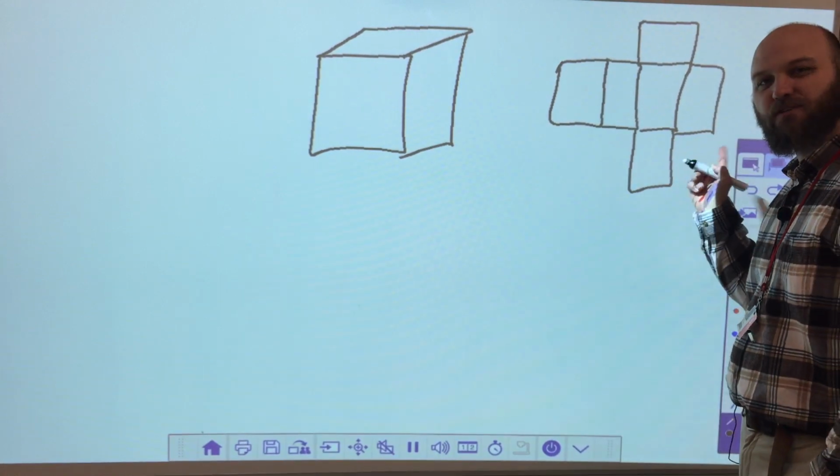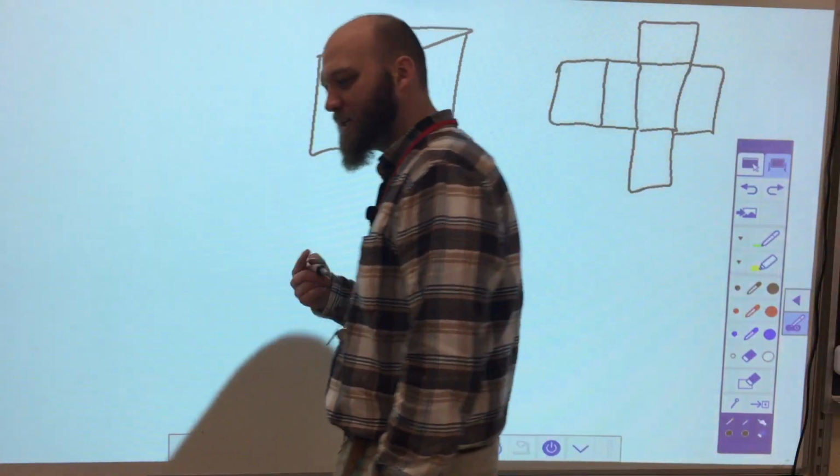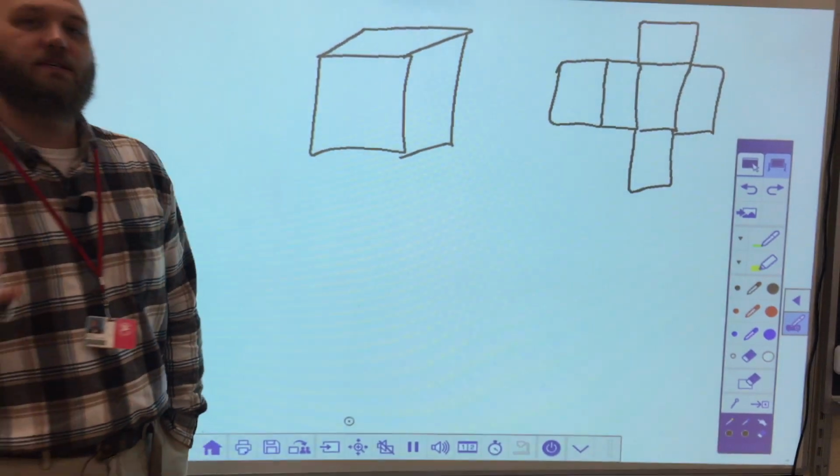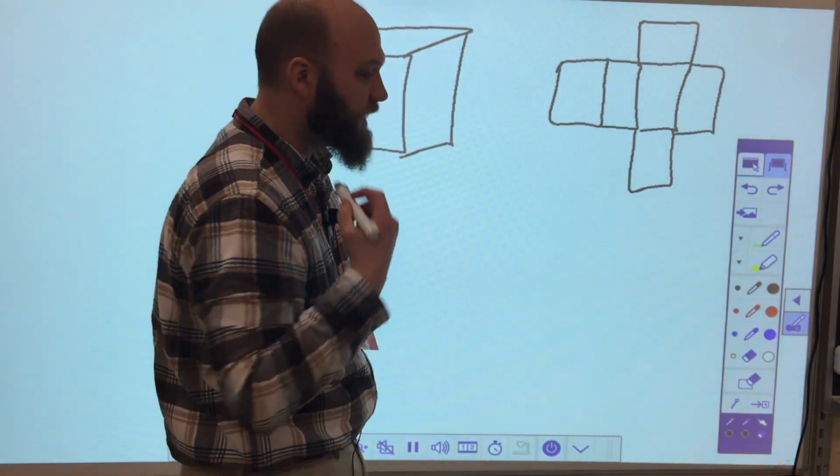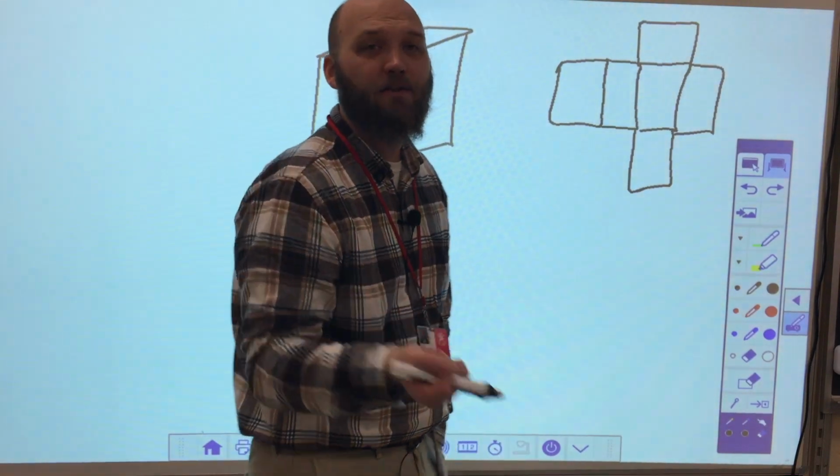Now I have a net, and this is very important because I have all of my shapes. If a net is beneficial to you, if it really helps, then by all means use it. Draw it out. You're going to be required to do that and recognize that on your test.